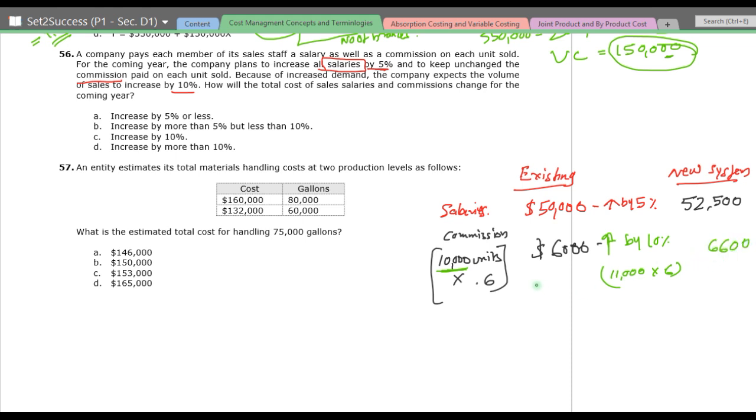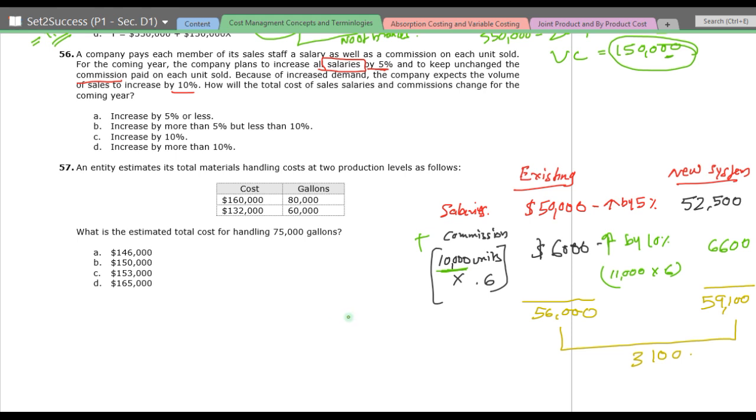So the total salaries plus commission in the existing system is 56,000, and as per the new system, salaries plus commission is equal to 59,100. So the difference between 56,000 and 59,100 is 3,100. Now let us find the percentage.